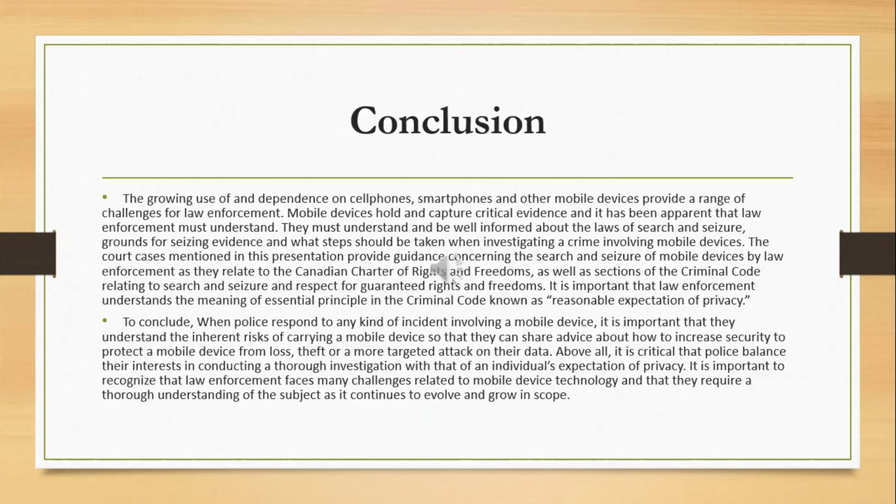Conclusion. The growing use of and dependence on cell phones, smartphones, and other mobile devices provide a range of challenges for law enforcement. Mobile devices hold and capture critical evidence, and it has been apparent that law enforcement must understand and be well informed about the laws of search and seizure, grounds for seizing evidence, and what steps should be taken when investigating a crime involving mobile devices. The court cases mentioned in this presentation provide guidance concerning the search and seizure of mobile devices by law enforcement as they relate to the Canadian Charter of Rights and Freedoms, as well as sections of the Criminal Code relating to search and seizure and respect for guaranteed rights and freedoms. It is important that law enforcement understands the meaning of essential principle in the Criminal Code known as reasonable expectation of privacy.